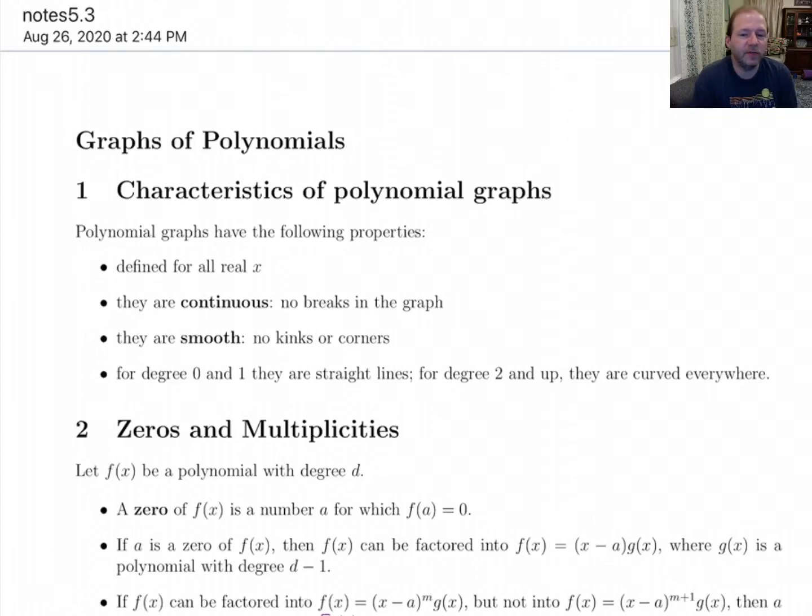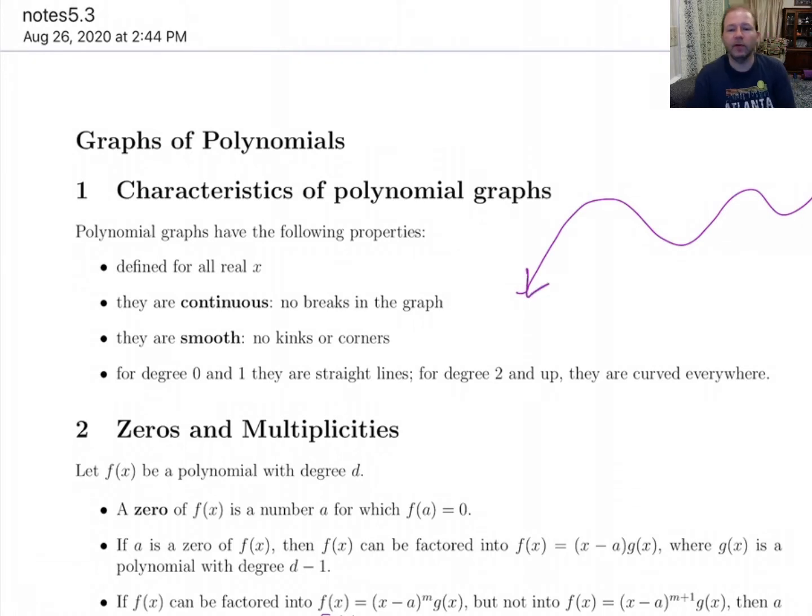All right, in this section, 5.3, we're going to talk about graphs of polynomials. The first thing I want to talk about is some characteristics of the graph. A polynomial is defined for all x, and they're continuous. But what that means is if you draw the graph of a polynomial, it's always going to go from one end of the real number line to the other.